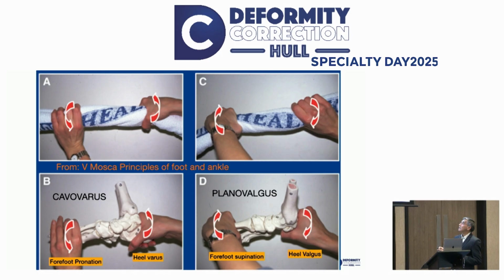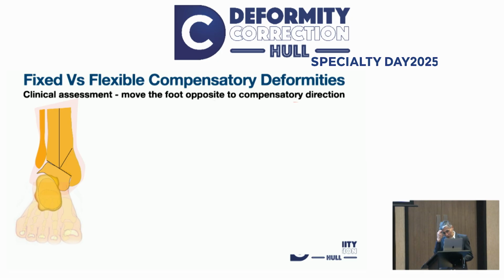Anybody who wants to do serious foot and ankle should read this, every page of it. And why this is important, you'll see here. How do you find out where the compensation deformity is? You should know from that table where to look. And how do you work out whether it's fixed or flexible? If it's flexible, you don't have to do any treatment for it, just physiotherapy. But if it's fixed, then you might need an osteotomy.